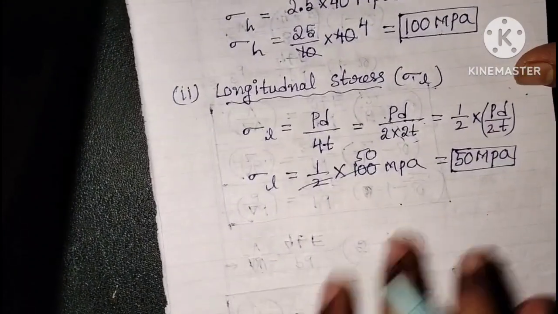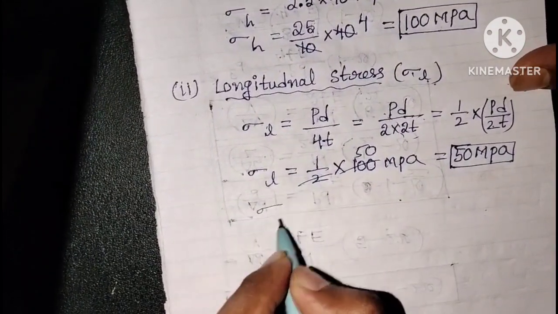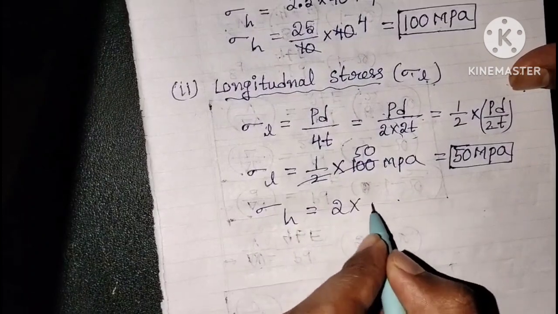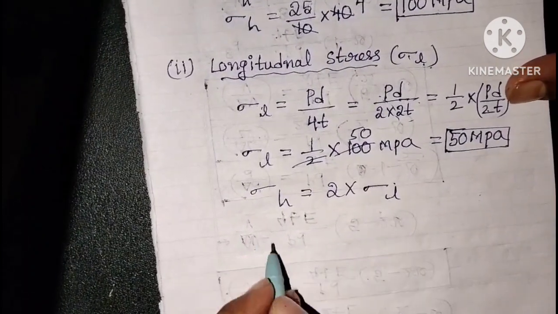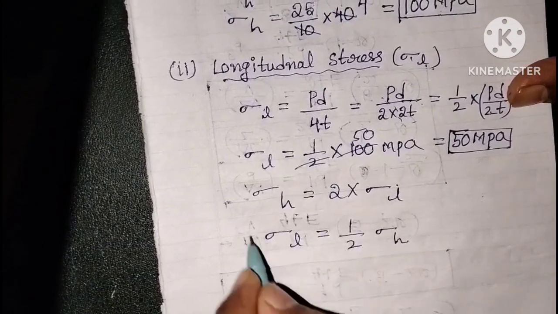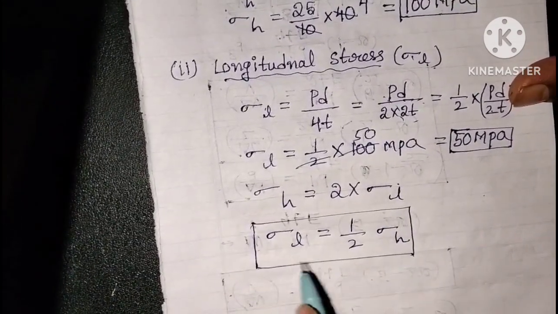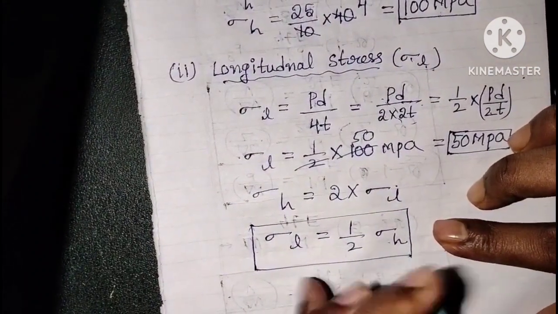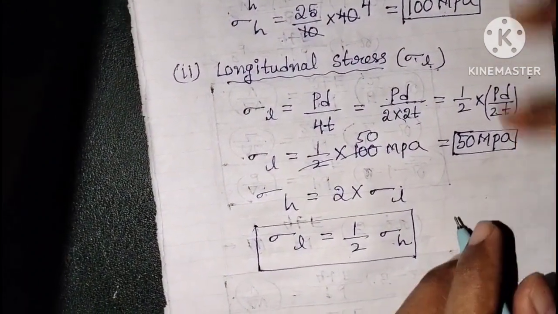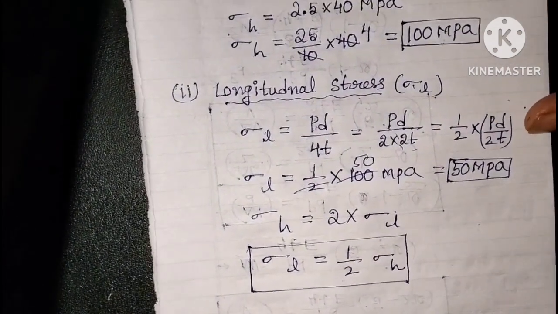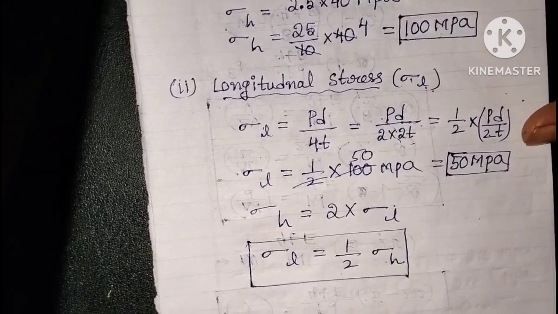Actually, an important observation here is that hoop stress is equal to 2 times the longitudinal stress, or longitudinal stress is equal to half of the hoop stress. So the hoop stress value we already got is 100 MPa, so half of 100 MPa is 50 MPa. Therefore, the longitudinal stress value is 50 MPa. Okay? So next we will see the third part.